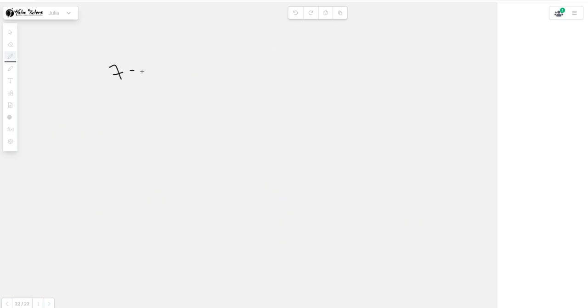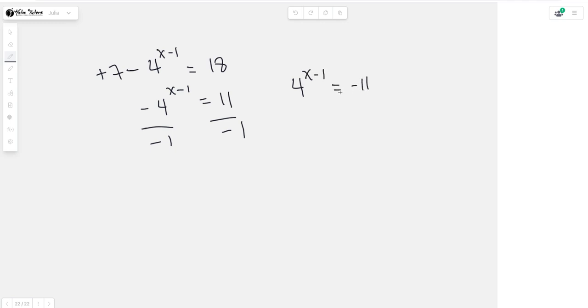And the next question is much the same. So 7 minus 4 to the power x minus 1 is equal to 18. Here, you could subtract 7 from both sides because it's not multiplying, it's added on the left. Technically, there's a plus sign in front of it, right? So that'll leave you with minus 4 to the x minus 1 equals 18 minus 7, which is 11. Then you divide by minus 1 on both sides. So that gives you 4 to the x minus 1 is equal to minus 11. Where do you go from here?